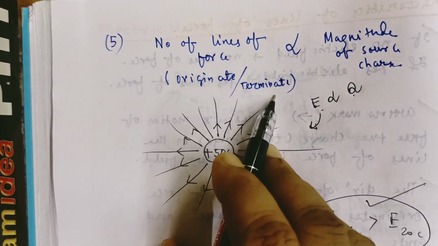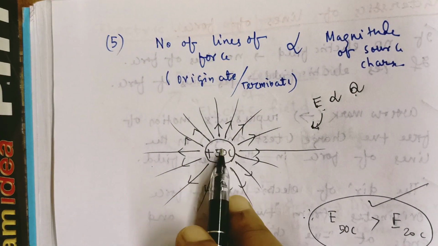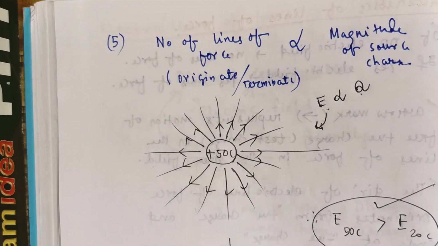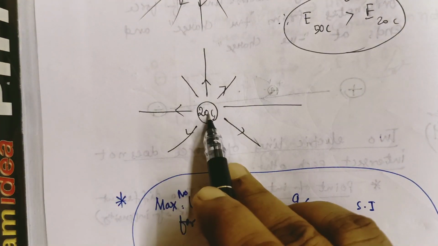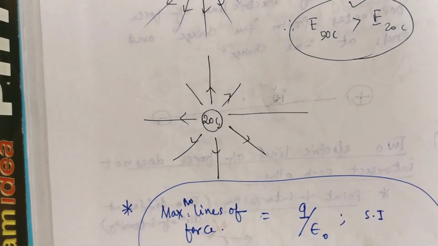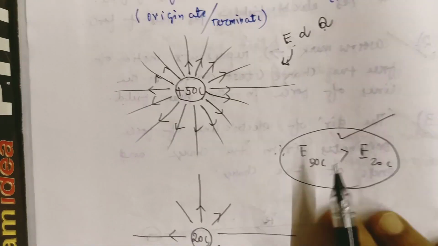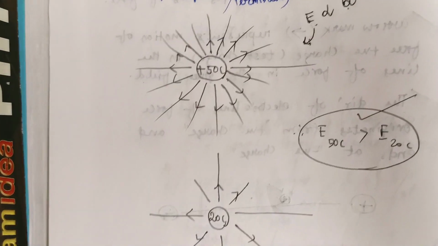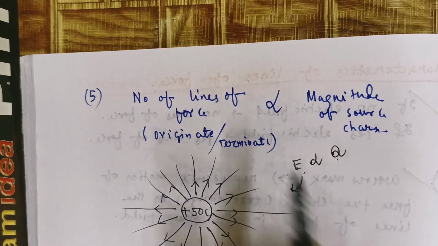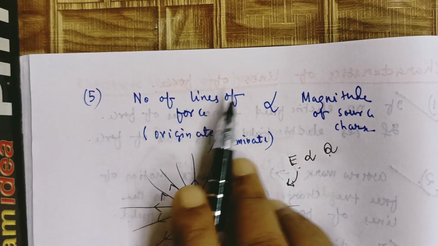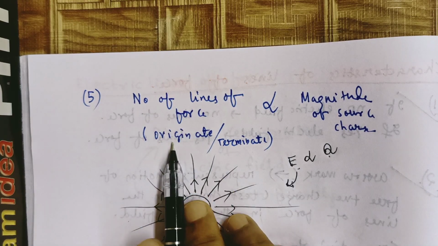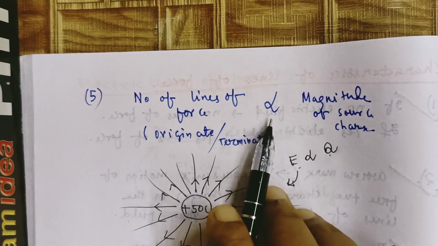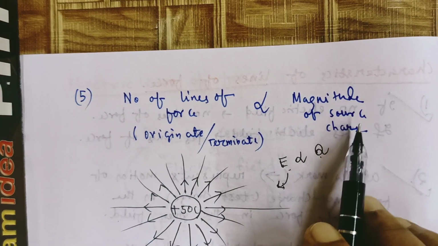Why are two words written here? Originate means for a positive source charge. Terminate means for a negative source charge. For a positive source charge, electric lines of force originate. For a negative source charge, electric lines of force terminate. So the point should be that the number of electric lines of force originating or terminating is directly proportional to the magnitude of the source charge. For example, you see the diagram.